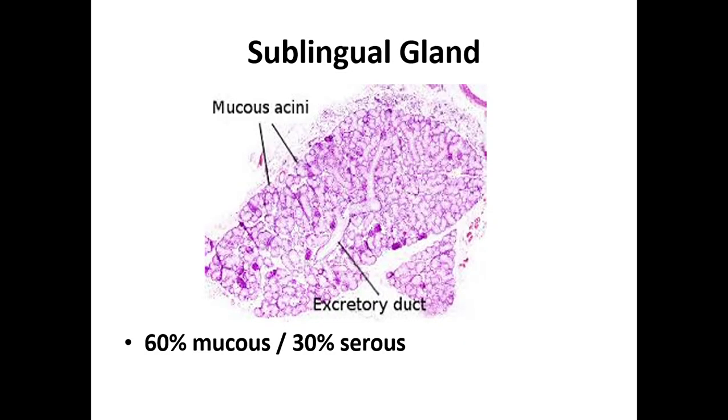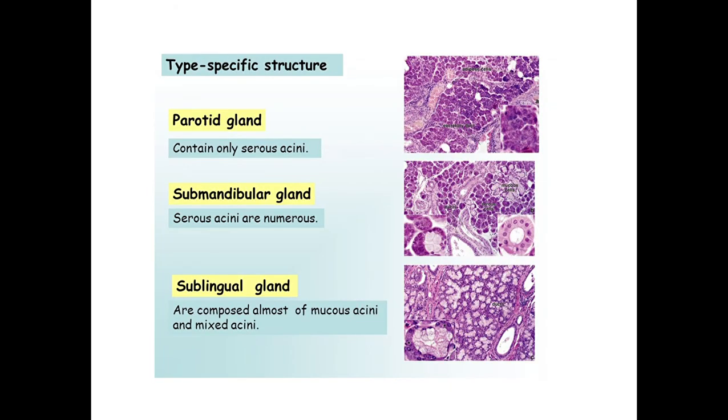Then we have here the sublingual gland, which is also a mixed gland. So mucous acini gland or cells with serous gland. Now, the secretion of the sublingual gland is 60% mucous and 30% serous. So we have here again the different microscopic appearances of the different major glands of the body.